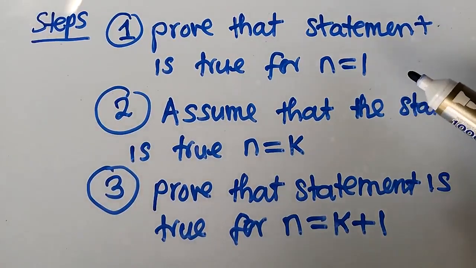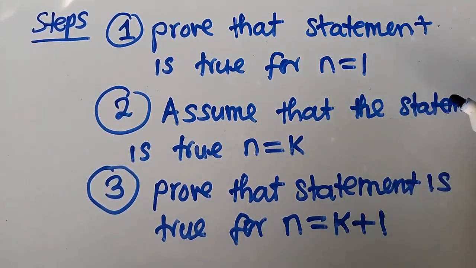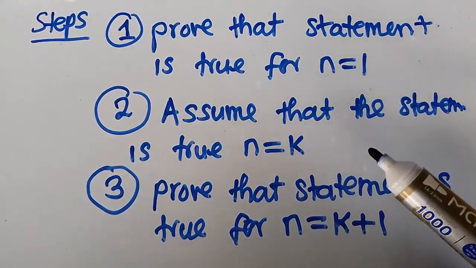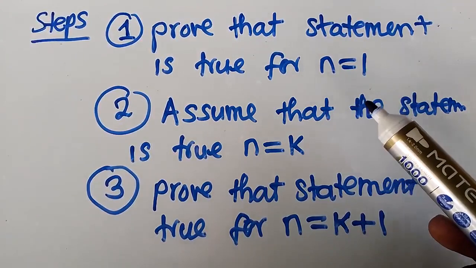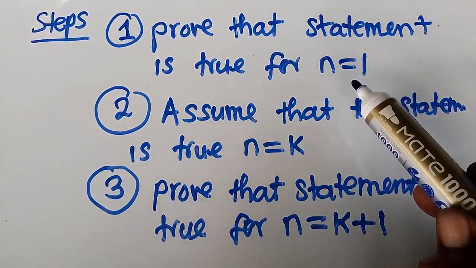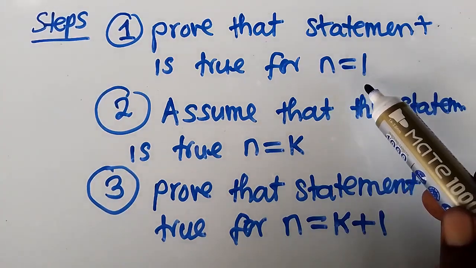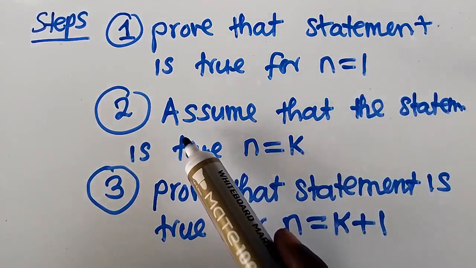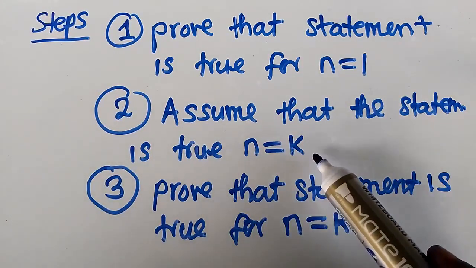Basically, these are the 3 steps that we are going to talk about in this tutorial. The first step, what you need to do is prove that the statement is true for n is equal to 1. Then step number 2, you assume that the statement is true for n is equal to k.